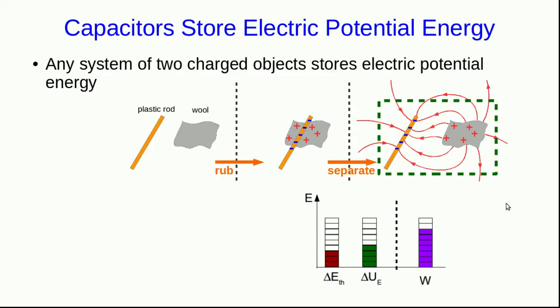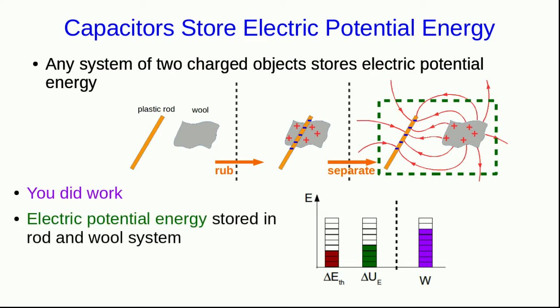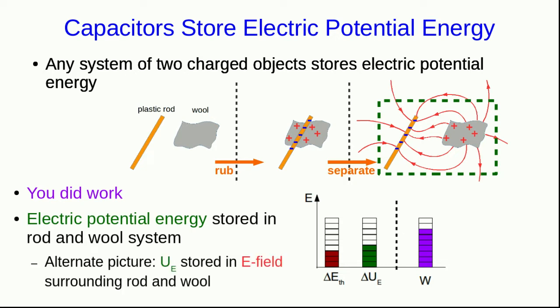We saw in the previous video lecture that any system of two charged objects can be used to store electric potential energy. Remember that if you think of a system of a plastic rod and wool that you rub and separate, then you do work on them, and as a result electric potential energy is stored in the rod and wool system. Or, in an alternative way of viewing it, that electric potential energy is stored in the E field surrounding the rod and the wool.